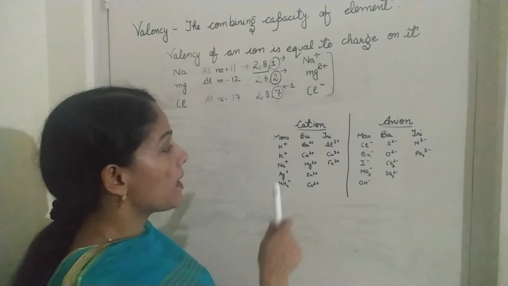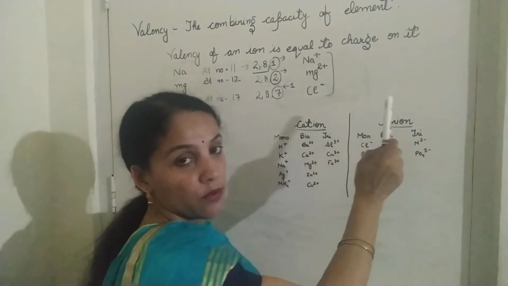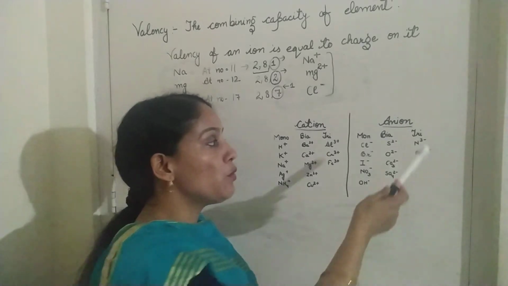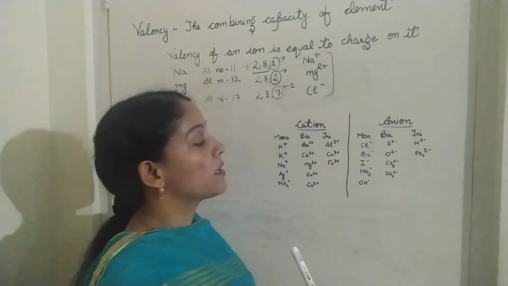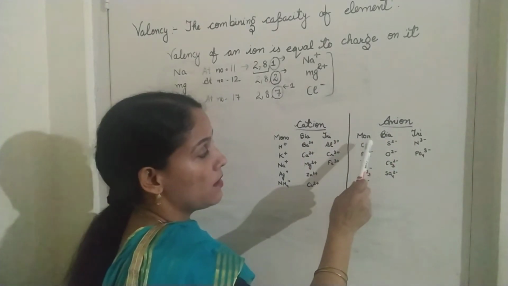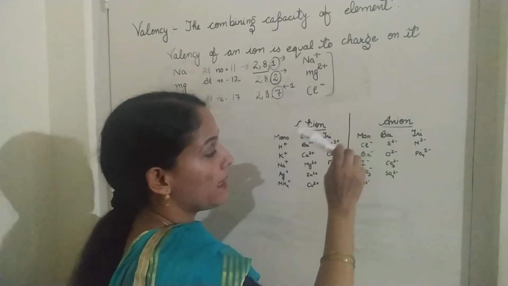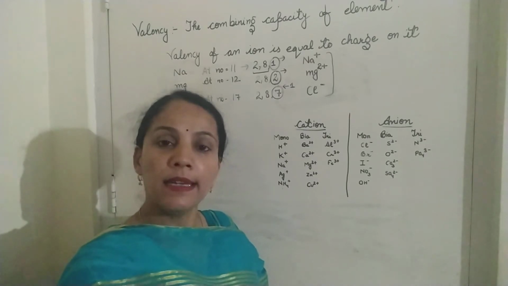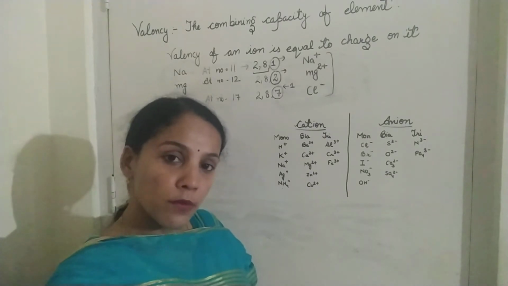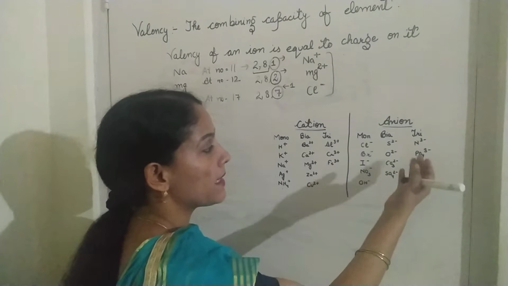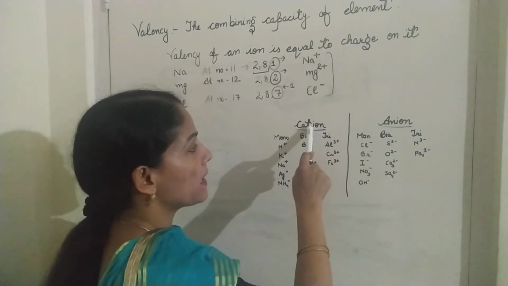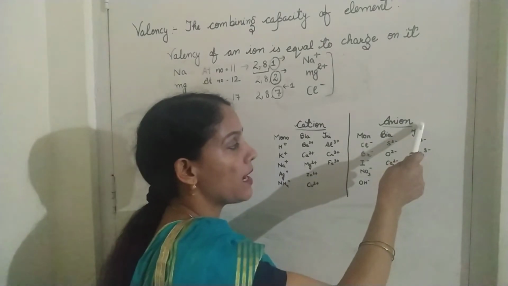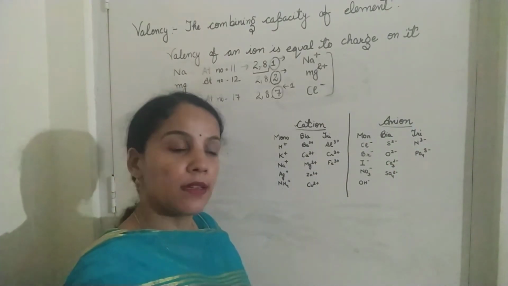Okay. Here are cation and here are anion. Where you get the positive charge, those are all cations, and where you get the negative charge, you call that anion. The cation is also monovalent, bivalent and trivalent. Anion is also monovalent, bivalent and trivalent. And you know which are cation, which are losing the electron, and which are anion, which are gaining the electron.